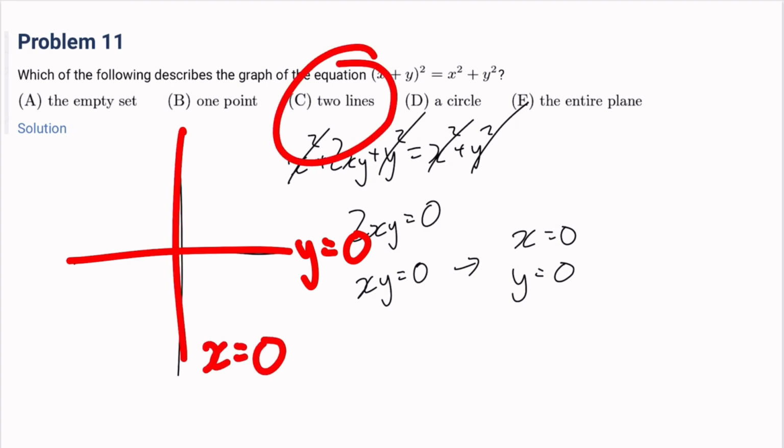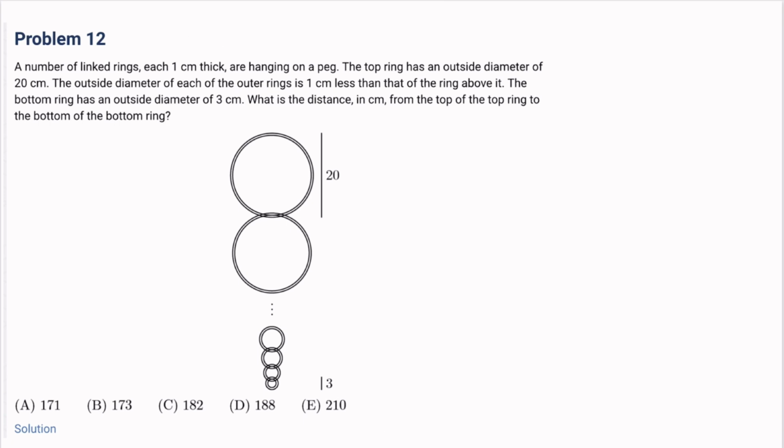The answer is C. Number 12, a number of linked rings, each 1 centimeter thick, are hanging on a peg. The top ring has an outside diameter of 20 centimeters. The outside diameter of each of the outer rings is 1 centimeter less than that of the ring above it. The bottom ring has an outside diameter of 3 centimeters. What is the distance in centimeters from the top ring to the bottom of the bottom ring?